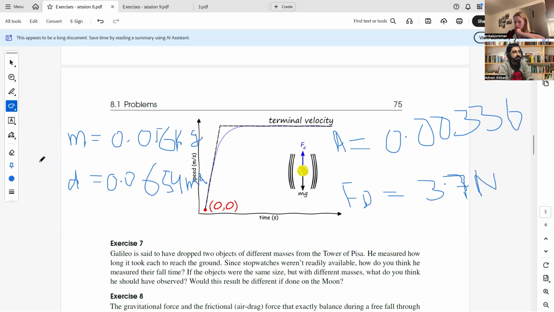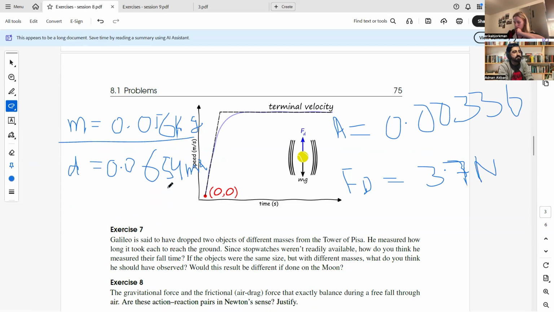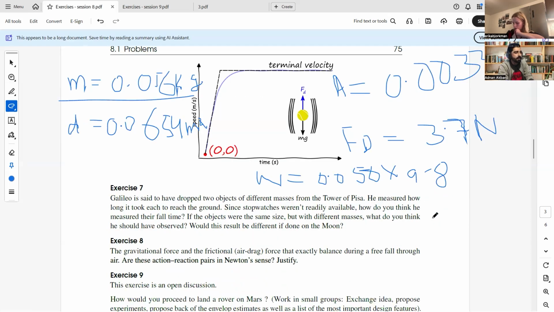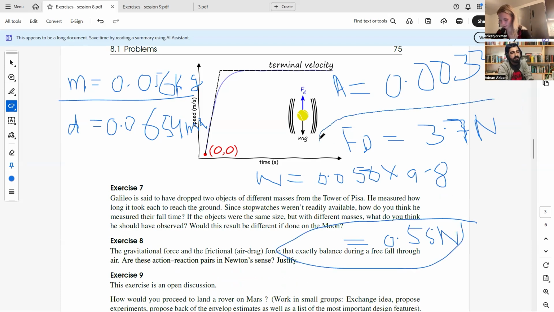And as here the mass is 0.056 kg, from this value we can calculate the weight: 0.056 multiplied by 9.8, and that results in a weight of 0.55 Newton. So it is the verification of our previous result, because you can see here the weight is again less than the drag force. So option 3 is correct, which is drag force is greater than the weight.